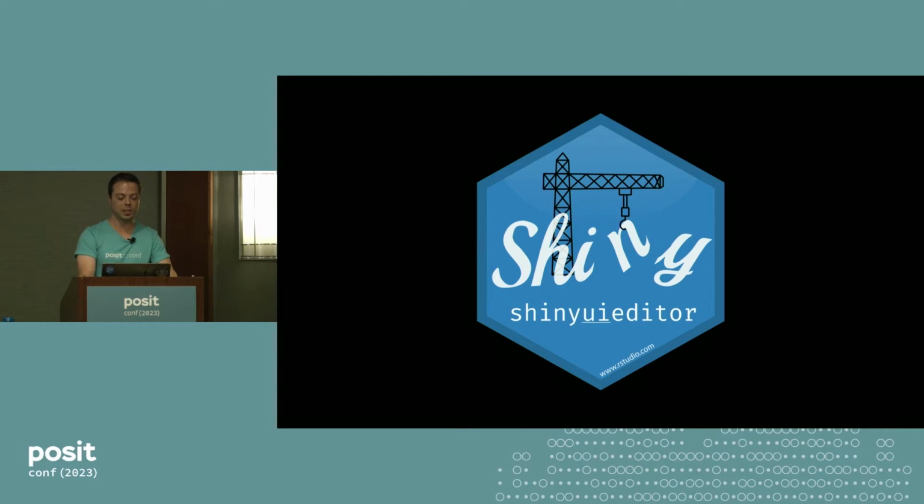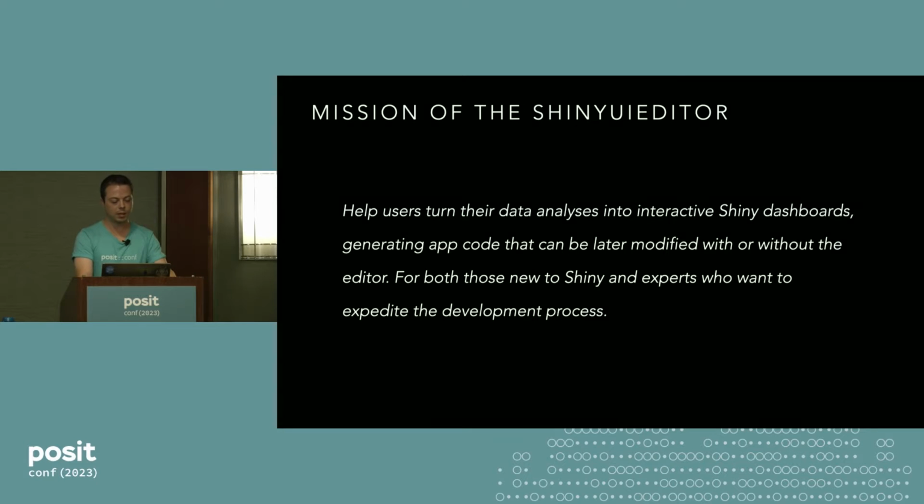And I think they could be summed up in a general mission statement, because all great things such as Posit have a mission statement. In researching how to give good talks, one of the things I always saw was you should read directly from the slides. So I'm going to do that here to read this mission statement. The mission of the ShinyUiEditor is to help users turn their data analyses into interactive Shiny dashboards. We want to generate app code that can be later modified with or without the editor. And this is for both those new to Shiny and also experts who want to expedite their development process.